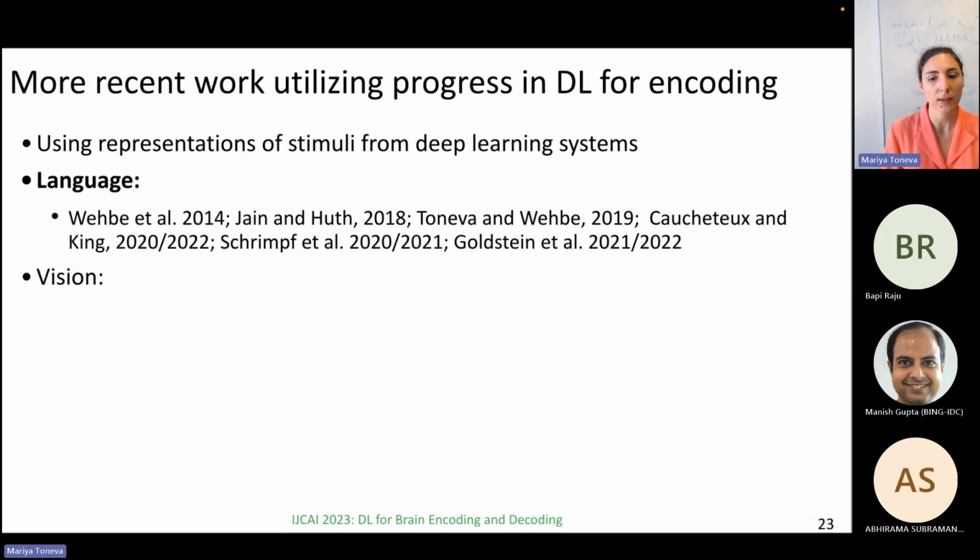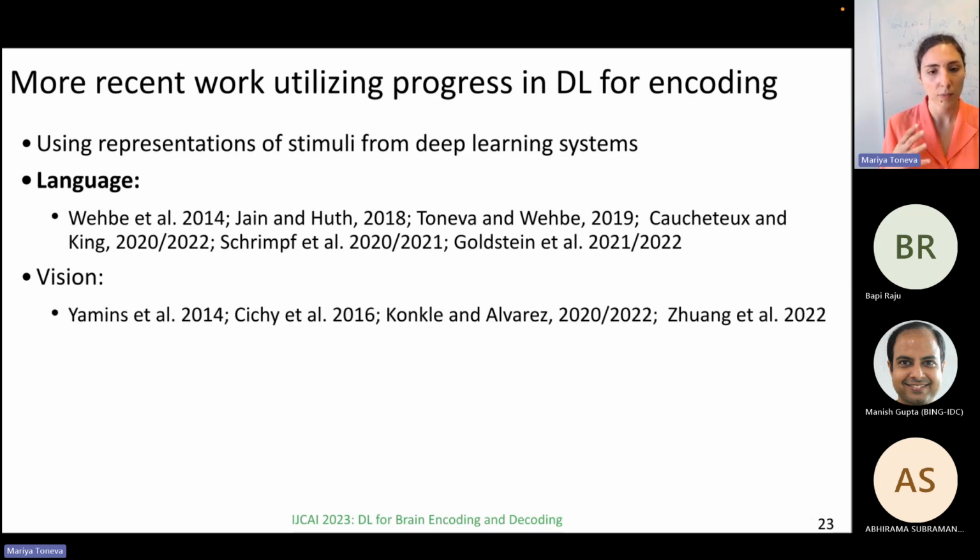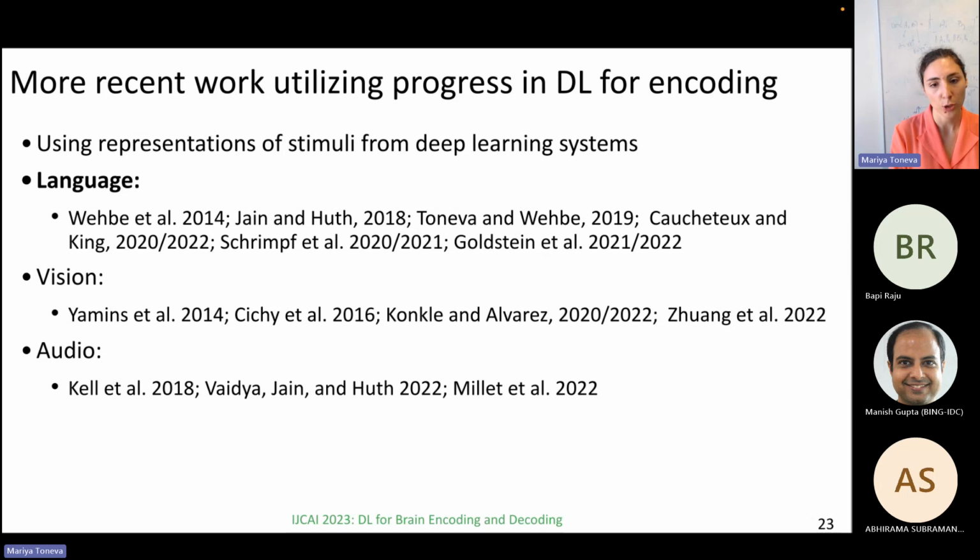The second domain is vision, in which I'll be talking about some not so recent findings from 2014, which used convolutional neural network-based representations, up to more recent advances that use representations from self-supervised models based on transformers. And then at the end, I'll also talk about work in the audio domain, which is a bit more recent and also makes progress using different kinds of speech and language models for audio stimuli.